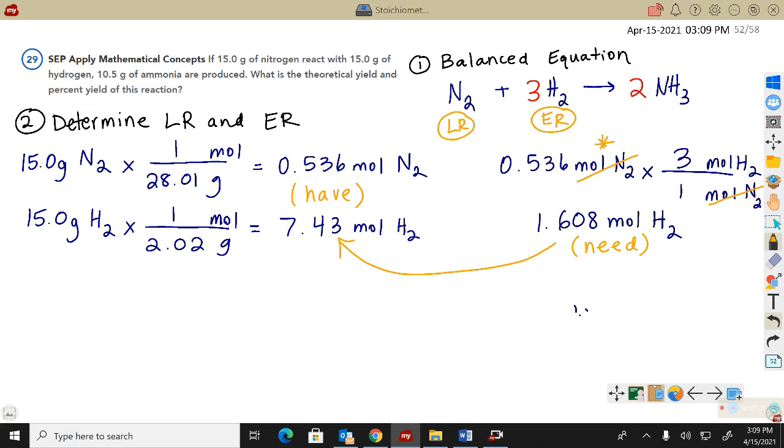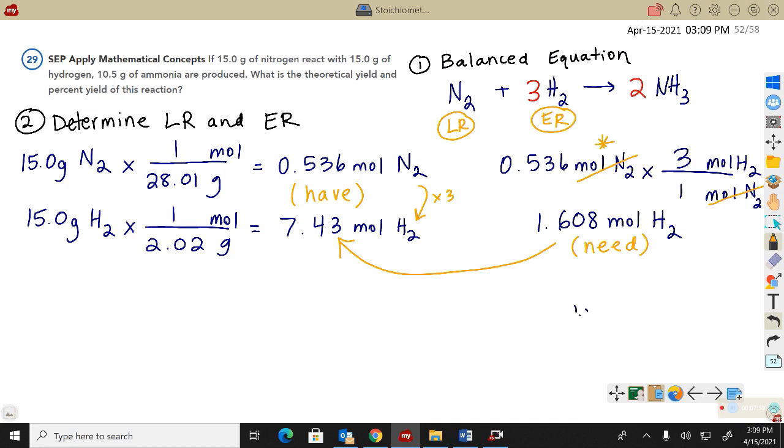Now, sometimes this little calculation on the right-hand side might not be necessary, because again, you could just estimate and use your noggin. If I look at the ratio in the balanced equation, I'm supposed to have 3 times as much hydrogen. Well, I've got way more than that. I might estimate, it's like 0.5 times 3, so I might need a little over 1.5 moles of hydrogen. Well, I got 7.